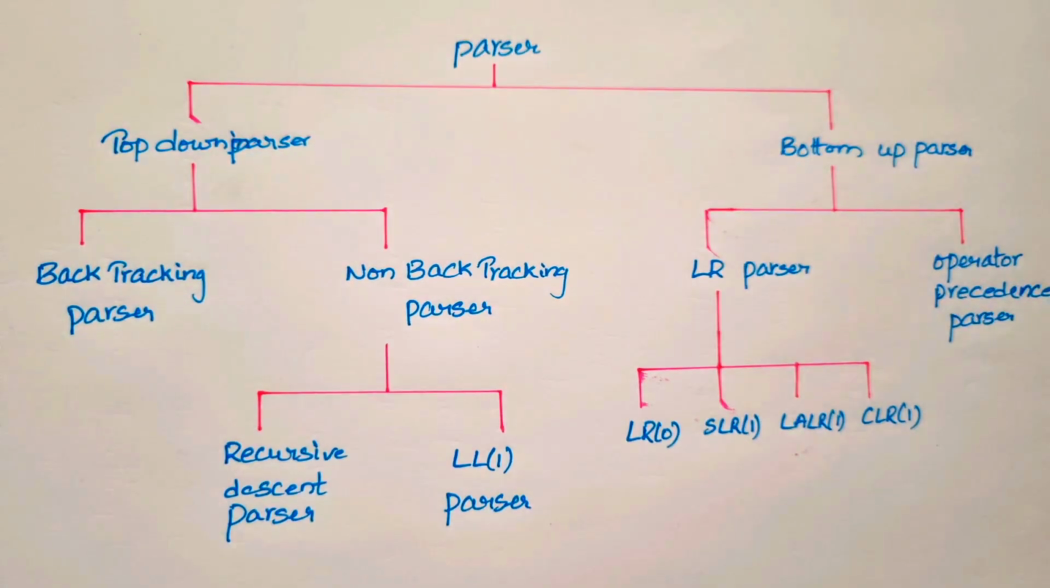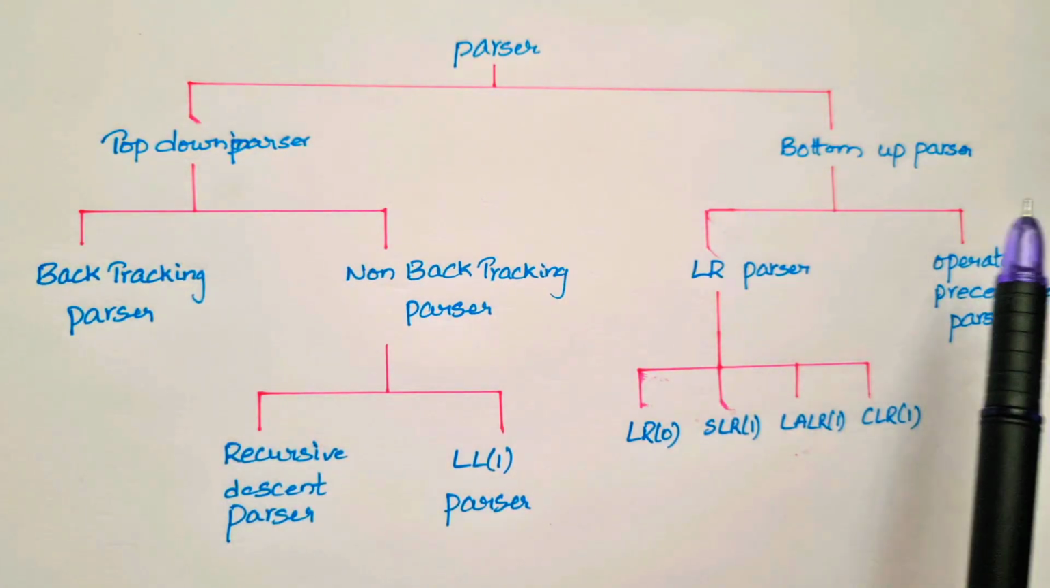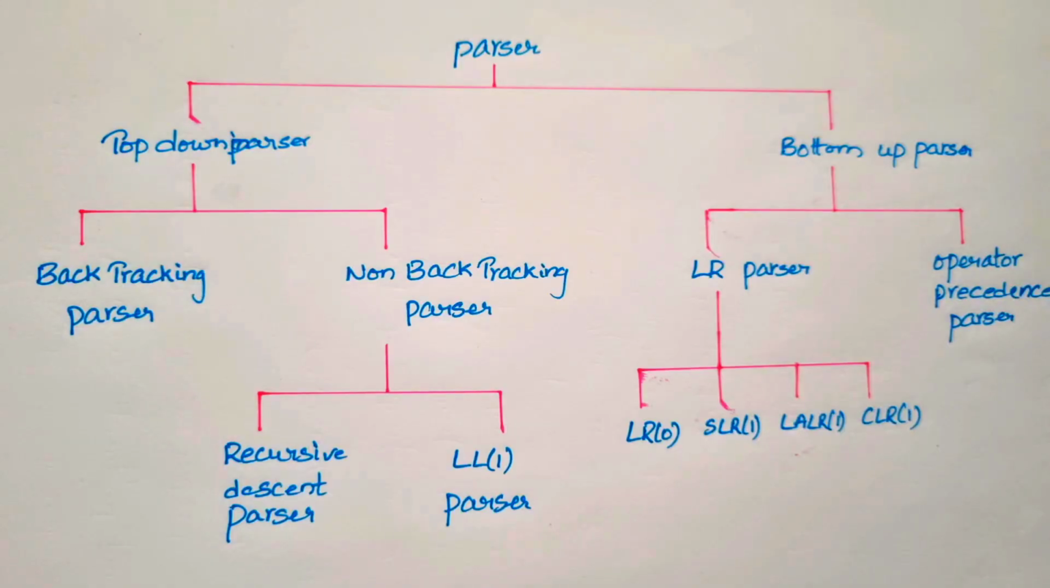We can summarize this topic by dividing them into 2 types, top-down and bottom-up parsers. Top-down parsers begin from the start symbol and move downward, while bottom-up parsers begin from the input string and work upward. Among all types, LL1 and LALR1 are widely used because they provide efficient and practical parsing solutions.